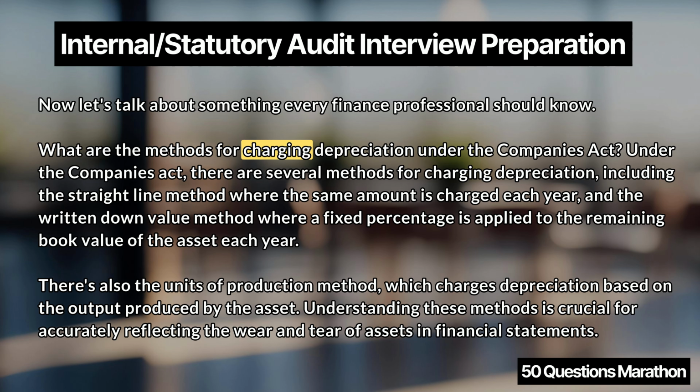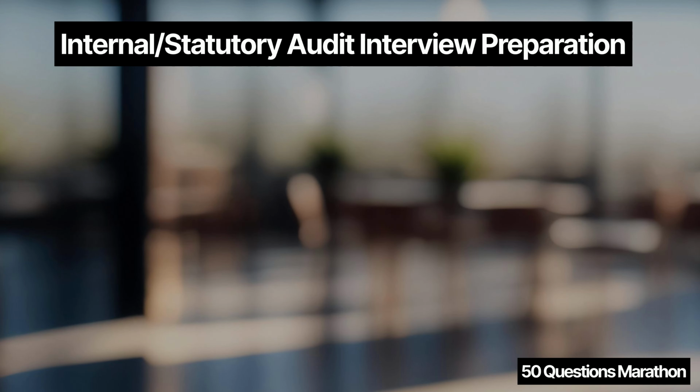Now, let's talk about something every finance professional should know. What are the methods for charging depreciation under the Companies Act? Under the Companies Act, there are several methods for charging depreciation, including the straight-line method, where the same amount is charged each year, and the written-down value method, where a fixed percentage is applied to the remaining book value of the asset each year. There's also the units of production method, which charges depreciation based on the output produced by the asset. Understanding these methods is crucial for accurately reflecting the wear and tear of assets in financial statements.